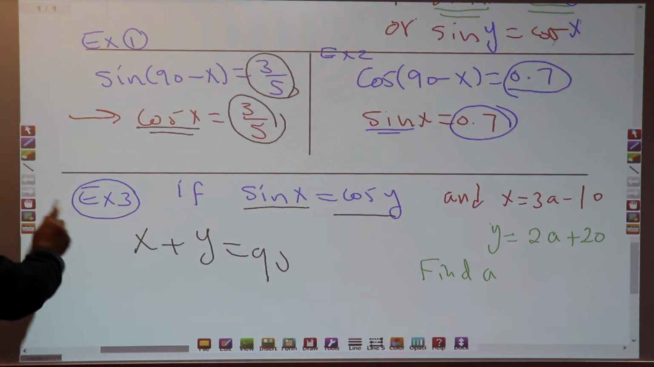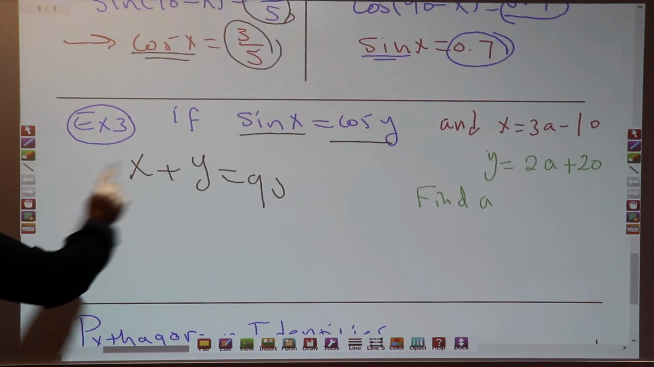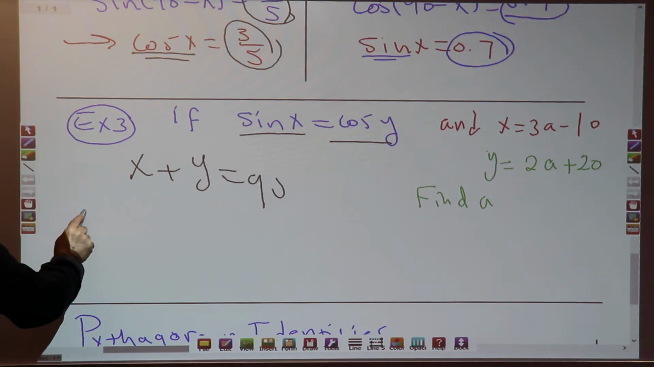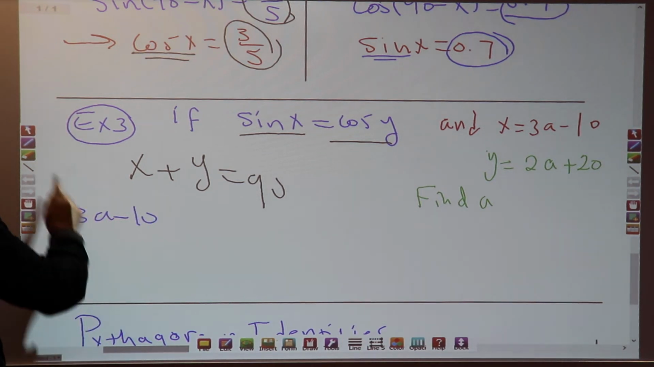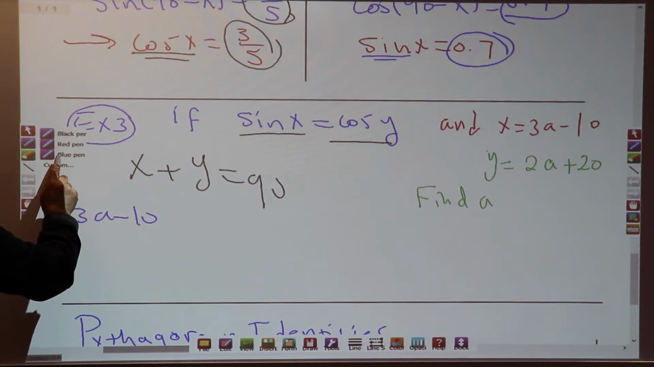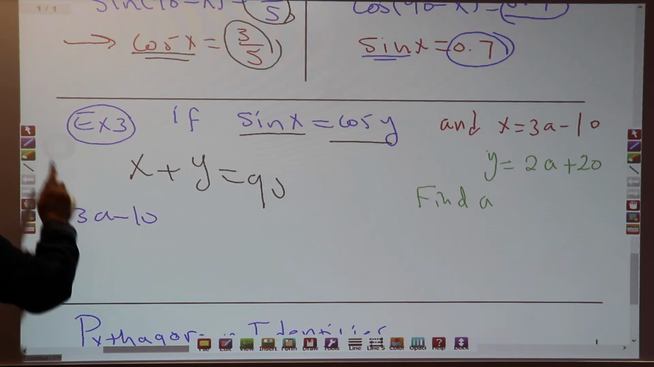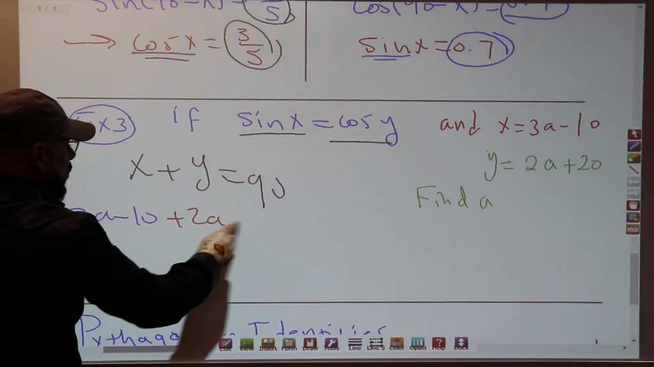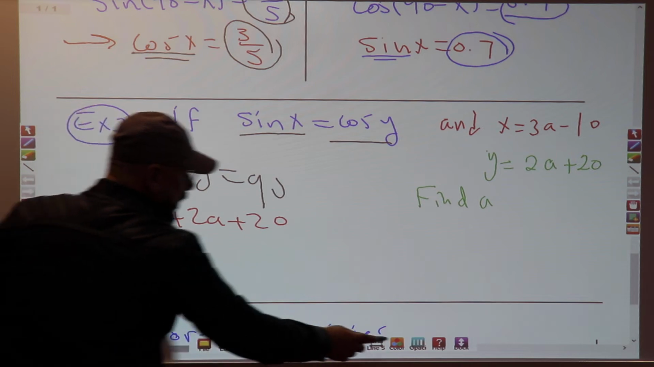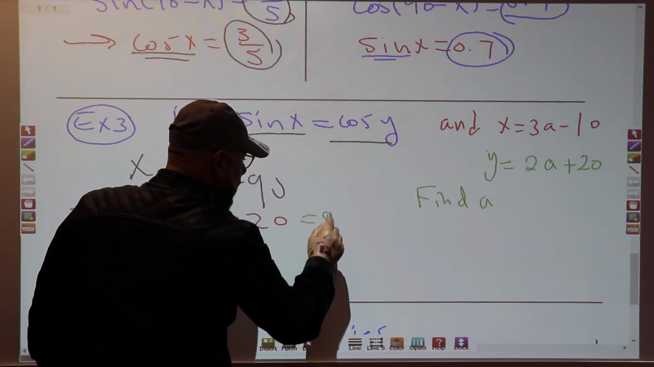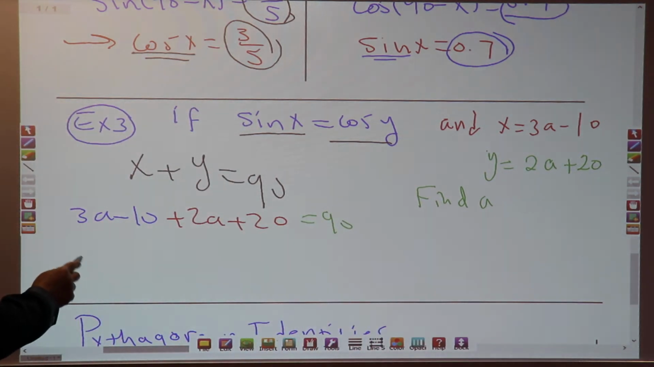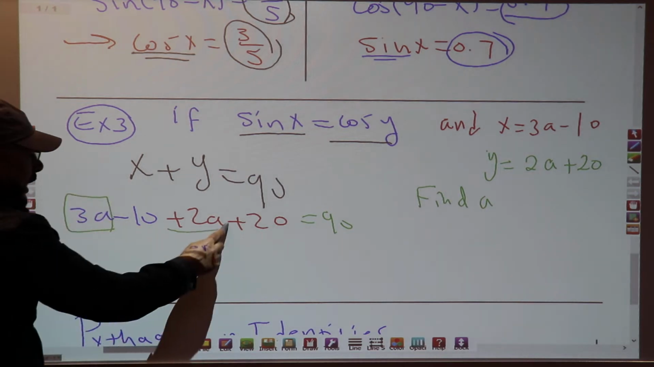Now what does x equal? 3a minus 10. What does y equal? 2a plus 20. And all this equals 90. It becomes an equation to solve. What is 3a plus 2a? 5a.